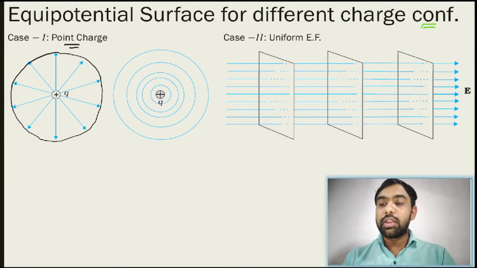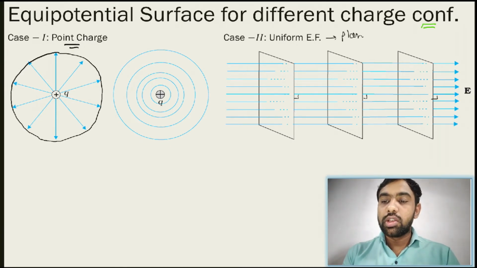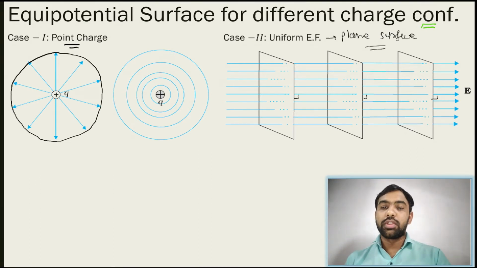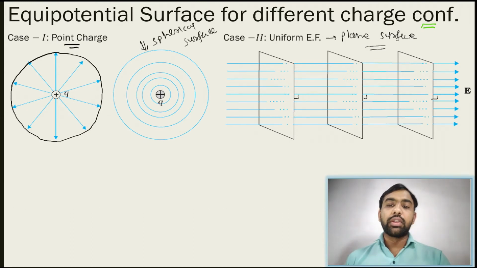Okay, now uniform electric field. So uniform electric field is this one. Equipotential surface is perpendicular, see, everywhere. Okay, so it is a plane surface. This plane surface is considered as the equipotential surface. Here it was a spherical surface. If you consider the charge system, then what?